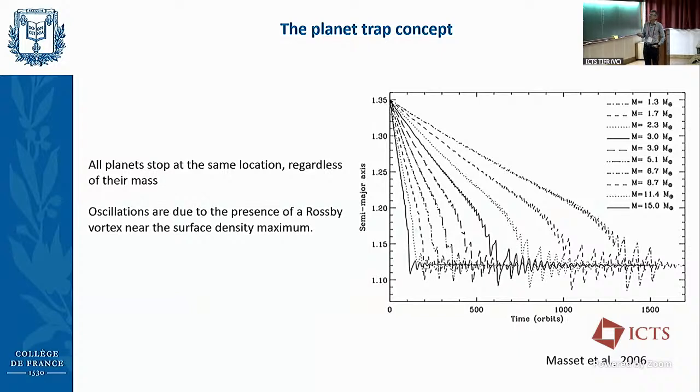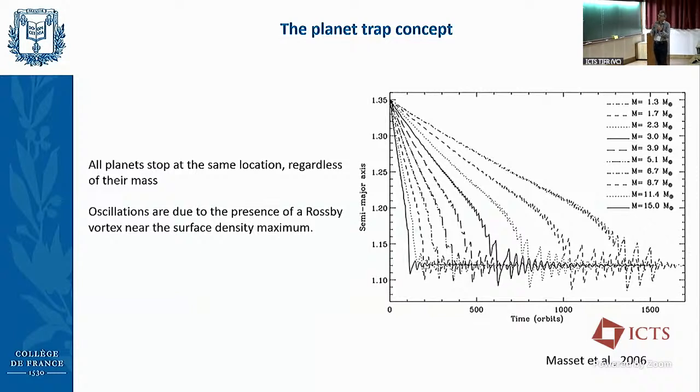So there are no interactions among the planets in the same disk. And you see that the planets all stop at the same location. The location of what we call the planet trap is independent of the mass of the planet. The planets go there very fast if they are massive, slowly if they have a low mass, because this is the type 1 migration rate, but they all stop where the surface density of the disk becomes positive enough. And then you have these oscillations that you've seen in the movie as well.